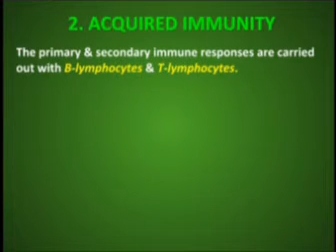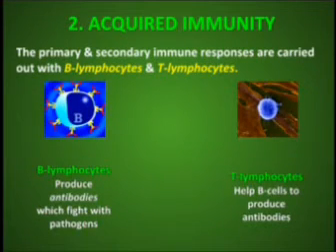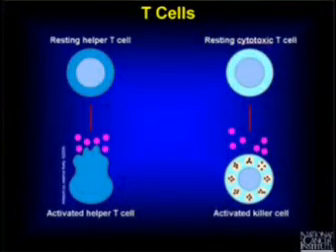So the primary and the secondary immune response are carried out by the B lymphocytes and the T lymphocyte cells. The B lymphocyte cells produce antibodies which fight with the pathogens, and the T lymphocyte helps B lymphocytes to produce the antibodies. Here the T cells are of different types. One is resting helper T cell, and the second one is resting cytotoxic T cells. The resting helper T cells become activated helper T cells, and the resting cytotoxic T cell becomes activated killer cell.